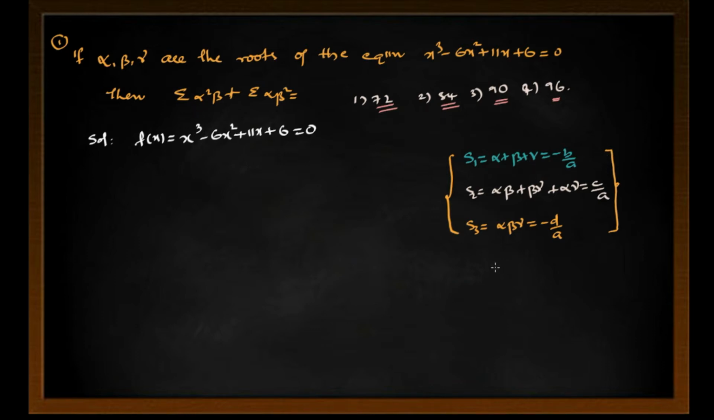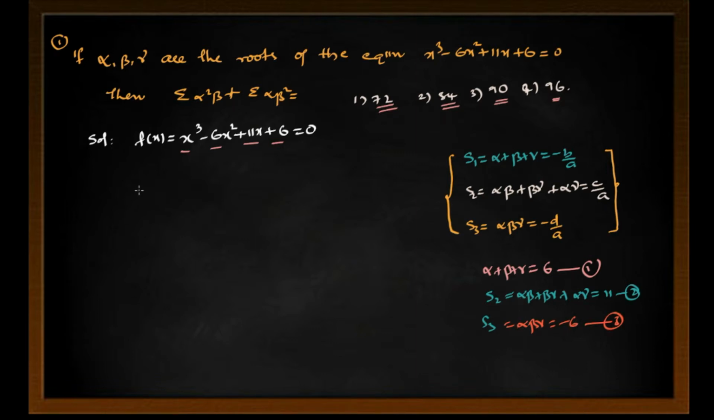So what about the sum of the roots? S1, that is alpha plus beta plus gamma, is minus b by a. So a, b, c, d: minus of minus 6, that is plus 6. Consider this equation 1. And S2, that is alpha beta plus beta gamma plus alpha gamma, equals c by a. So 11, equation 2. And S3, product of the roots, that is alpha beta gamma, is minus d by a, so minus 6. Now we have the sum of the roots, sum of the product of the roots and product of the roots.